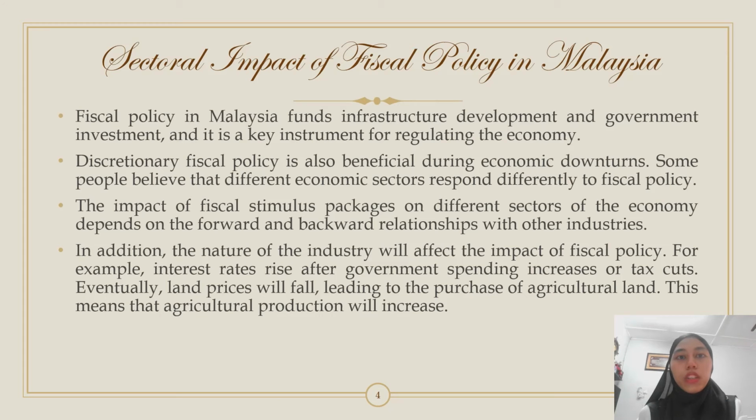productivity. The current impact of fiscal policy in Malaysia. The impact of a fiscal stimulus package on different sectors of the economy depends on the forward and backward relationship with other industries. In addition, the nature of the industry will affect the impact of fiscal policy. For example, interest rates rise after government spending increases or tax cuts. Eventually, land price will fall, leading to the purchase of agricultural land. This means agricultural land production will increase.